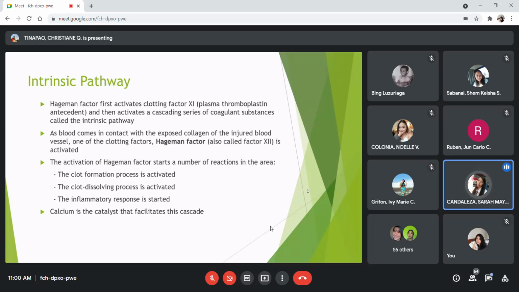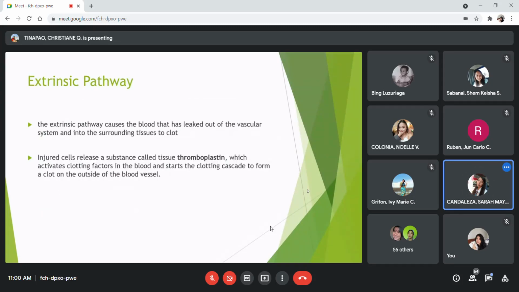So the intrinsic pathway is a cascading series of coagulant substances that can be activated only when a Hageman factor encounters or is exposed to the collagen of injured blood vessels. So next.